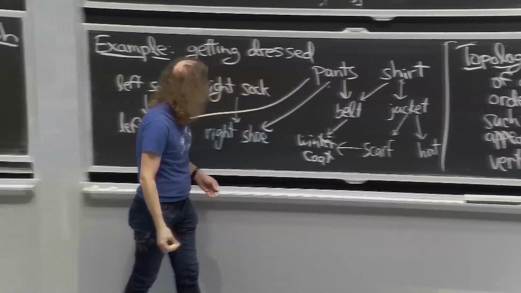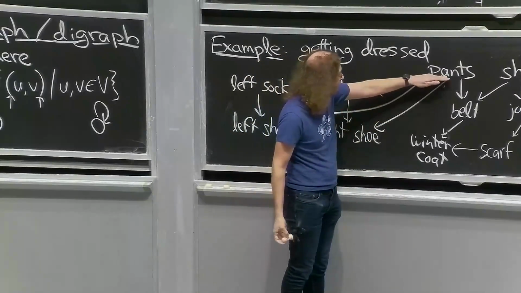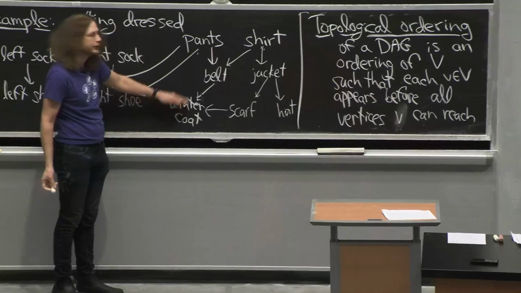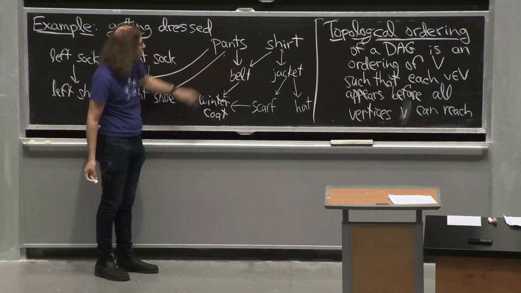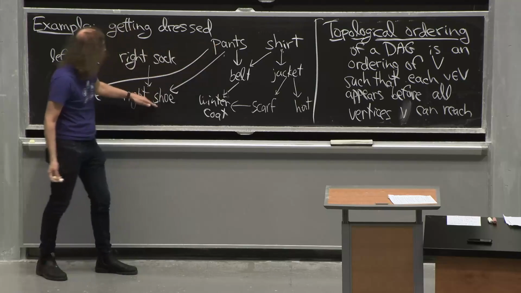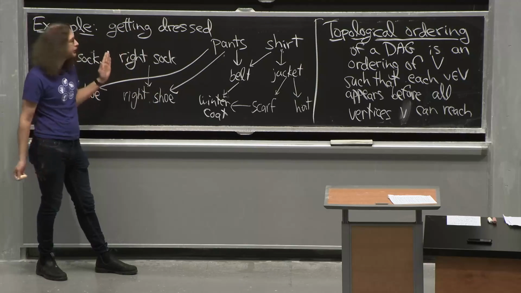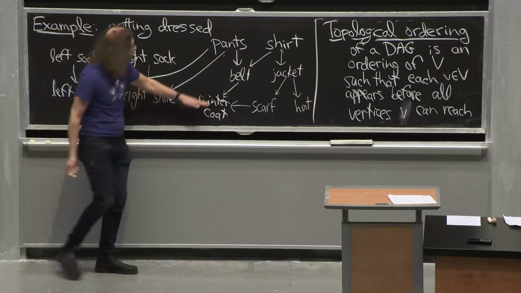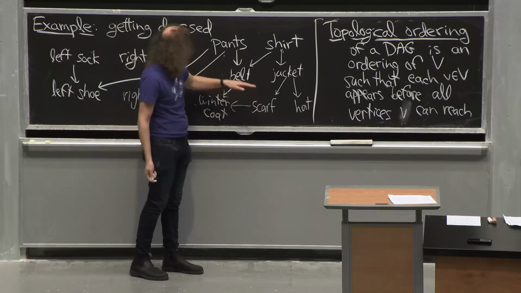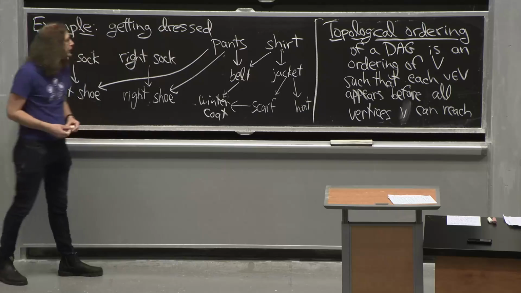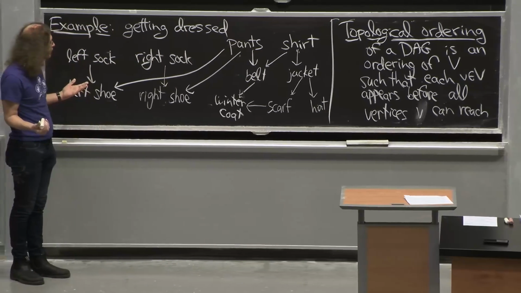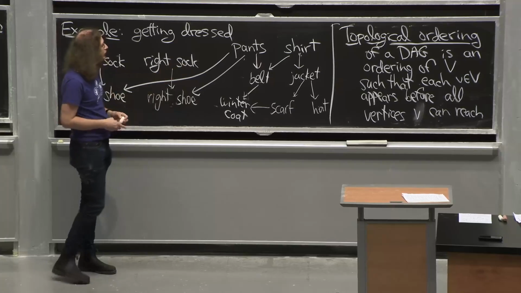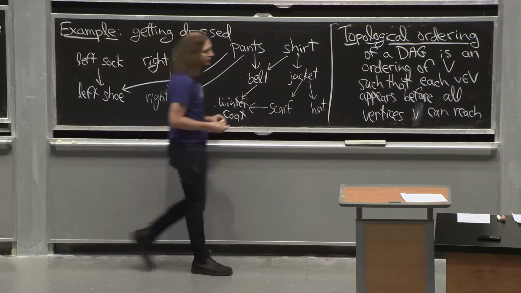So for example, pants has to happen before belt, but also pants has to happen before your winter coat because of these two connections. And pants has to happen before shoes. So pants should be listed earlier in your sequence before your right shoe, before your left shoe, before your winter coat, before your belt, before, that's it for pants. Okay, and if we can find an ordering that satisfies that property, then that would be a legitimate way to execute these set of tasks.